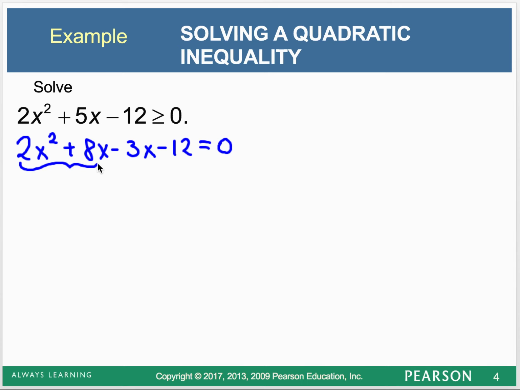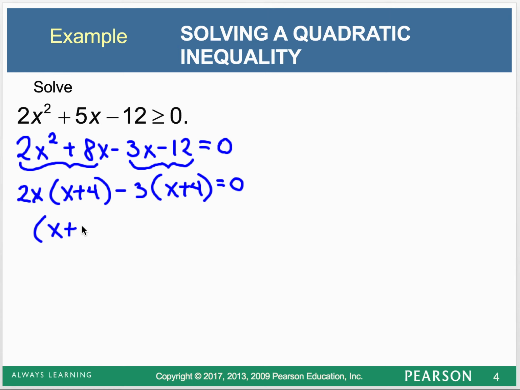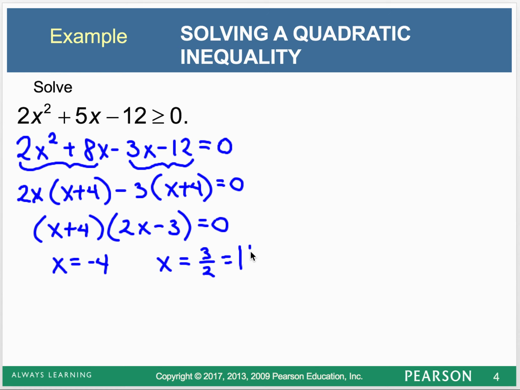Okay, now I can factor by grouping. Factor out a 2x. That leaves x plus 4. Factor out a -3. That leaves x plus 4. Now I can factor out the x plus 4, and that leaves 2x minus 3. So my zeros are x equals -4 and x equals 3/2. I might want to keep in mind that that's 1.5 when I make my chart.